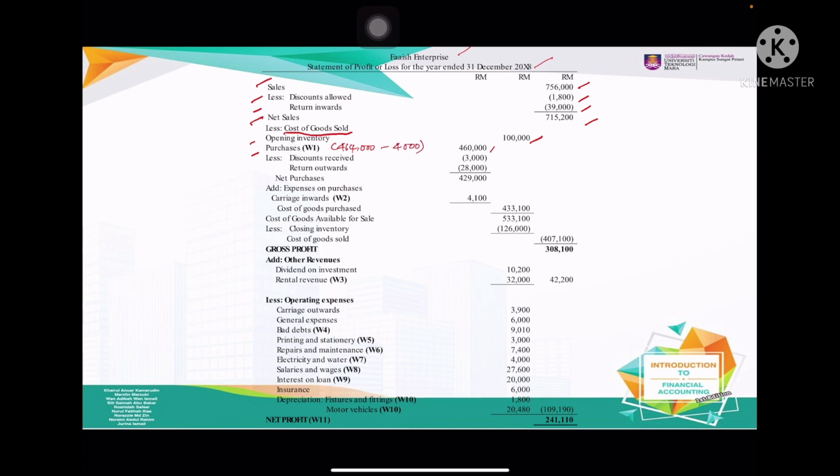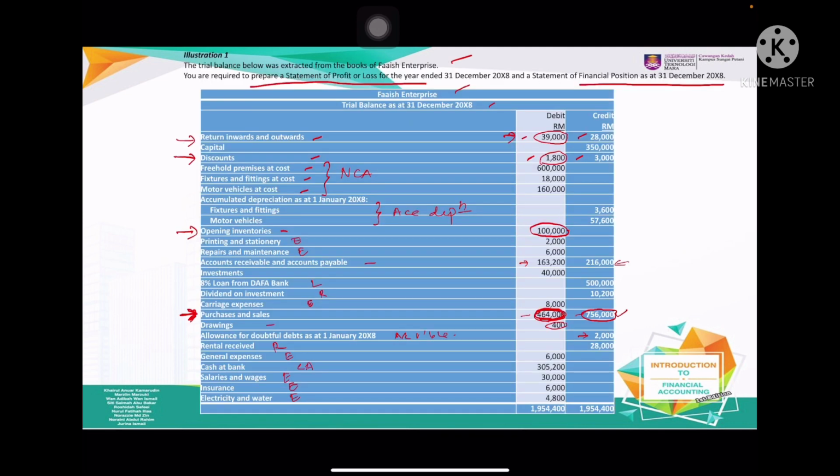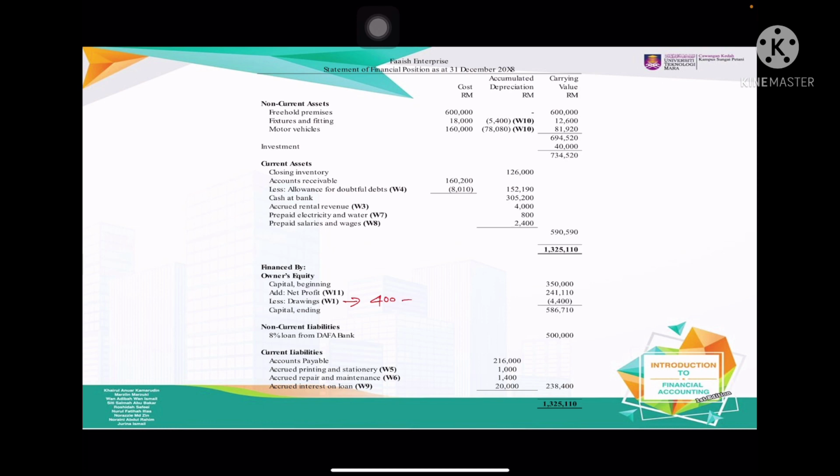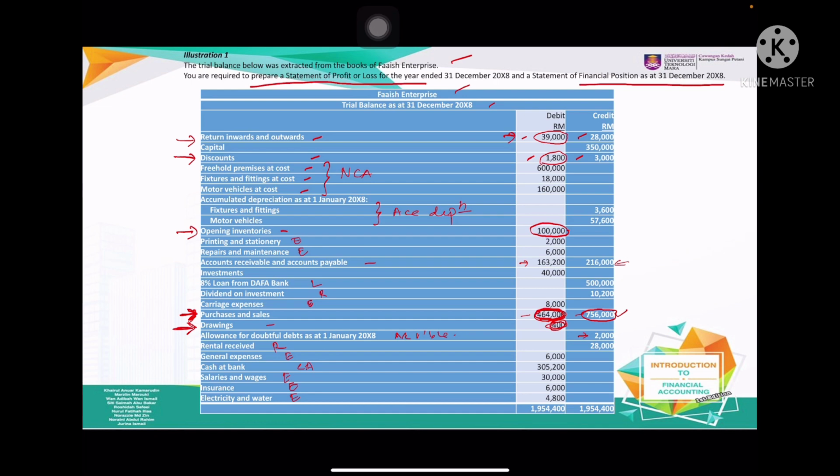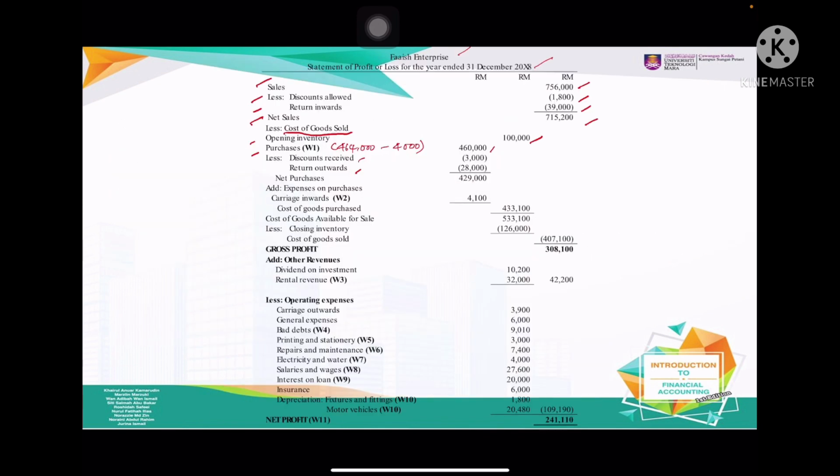And it's also going to affect our drawing. So our drawing here is actually 400. 400 is the original one, plus the 4,000 taken in the adjustment. So the total is 4,400. So we move on to less discount received and return outward. Discount received 3,000. Okay, this is our discount. And then our return outward, 28,000. Okay, so less discount 3,000 and return outward 28,000. So we calculate our net purchase, we can get 429,000.